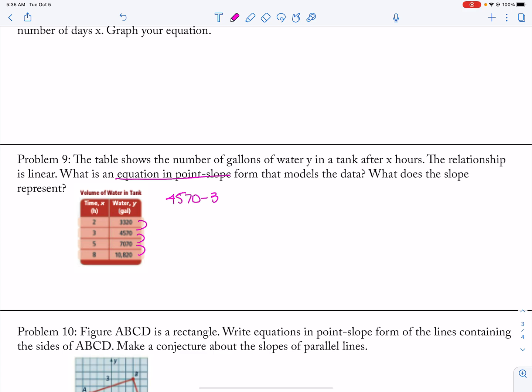4570 minus 3320 over 3 minus 2. And remember what I told you before is that if you're having a problem looking at this horizontally, just write it off to the side. Do your arithmetic until you get a little bit more comfortable. Do it off to the side. So this is 1250. So my slope here is 1,250. Just do it off to the side and it's totally fine.